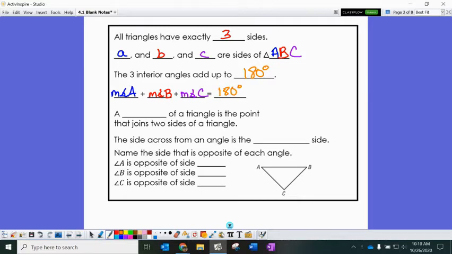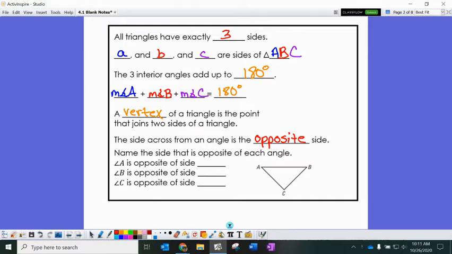Now, a vertex of a triangle, so let's write that in, is the point that joins two sides of a triangle. So here we have triangle ABC pictured, and vertex A joins those two sides, vertex B is where those two sides join, and vertex C is where the other two sides join. The side across from an angle is the opposite side. And that's important when we're labeling the sides of a triangle.